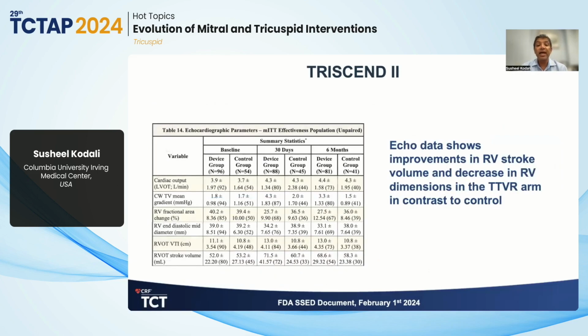They also looked at the echo data, and all available echo data, and you see the numbers here. And it showed that patients that received Evoque had improvements in RV stroke volume and decrease in RV dimensions compared to the control arm. And you see this highlighted here.